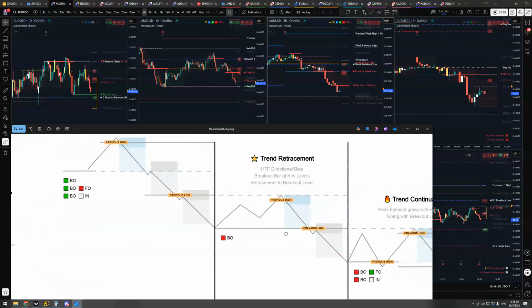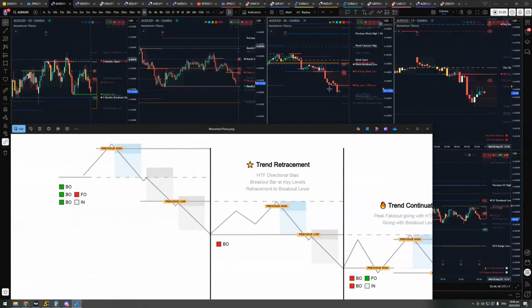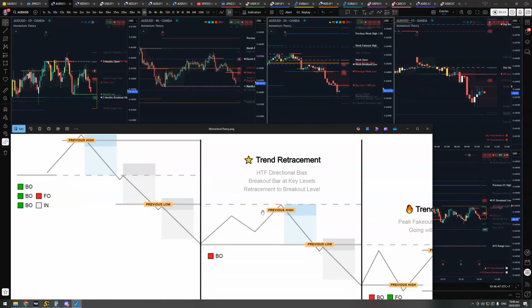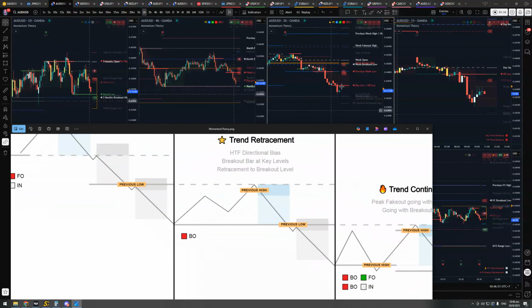What I want to see is higher time frame directional bias. We have that. Then I want to see a breakout bar at key levels. We have that breakout bar at the previous day low. And then I want to see price retrace to the breakout level, fake out the momentum time frame, and then take the trade down to the low and possibly further than that.